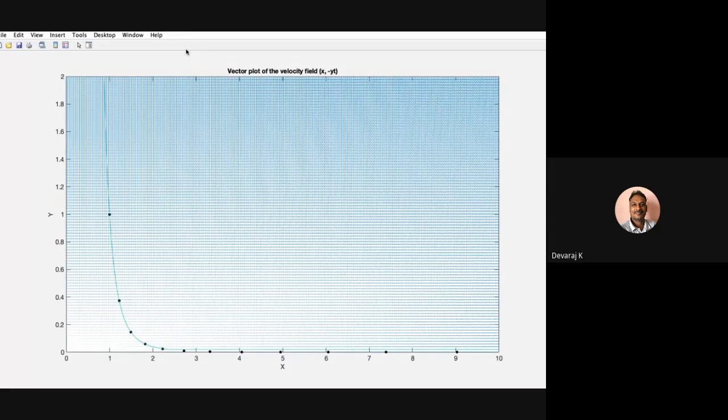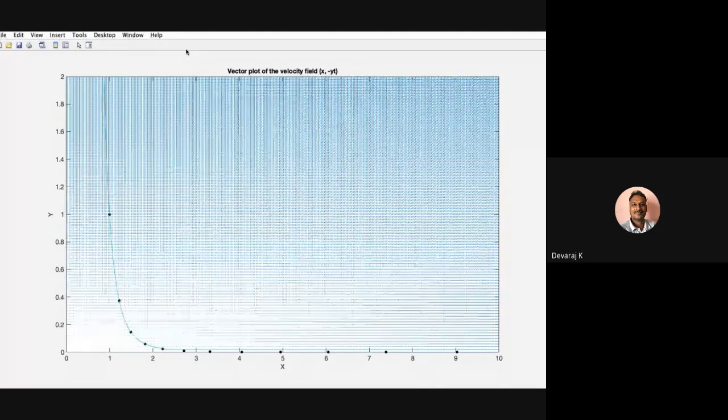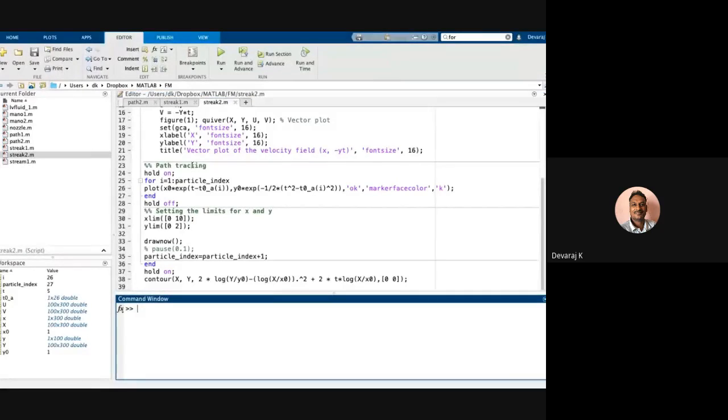So it all depends on how coarse you keep your mesh grid and how fine you keep your mesh grid to get the desired output. The path line, streamline, streak line. So I think that's it from my end.